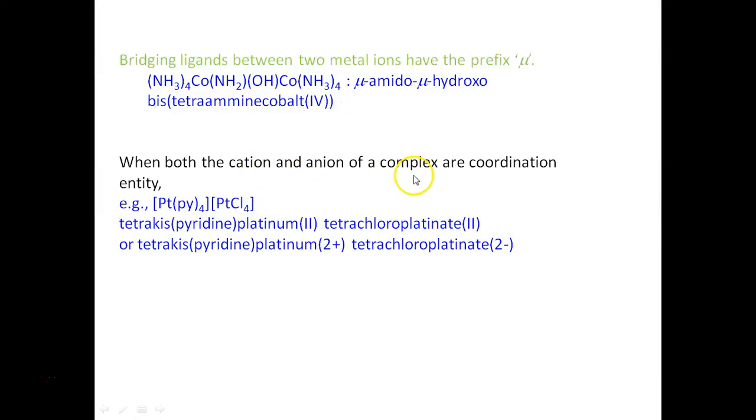When both the cation and anion of a complex are coordination entities like this, [Pt(py)4][PtCl4], this is tetrapyridine platinum(II) tetrachloroplatinate(II).